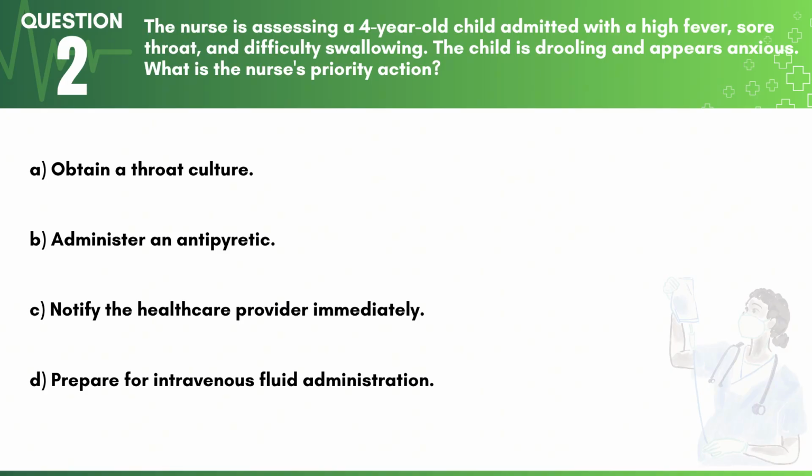Question 2. The nurse is assessing a 4-year-old child admitted with a high fever, sore throat, and difficulty swallowing. The child is drooling and appears anxious. What is the nurse's priority action? A. Obtain a throat culture. B. Administer an antipyretic. C. Notify the healthcare provider immediately. D. Prepare for intravenous fluid administration.